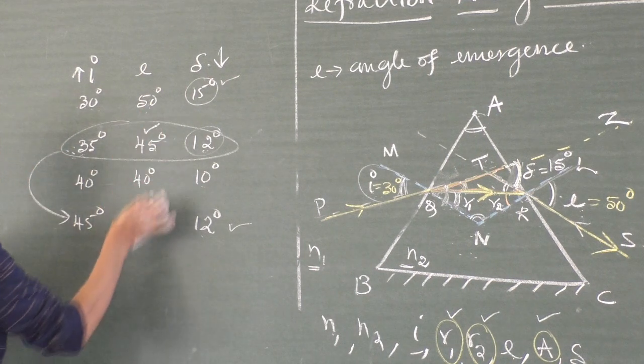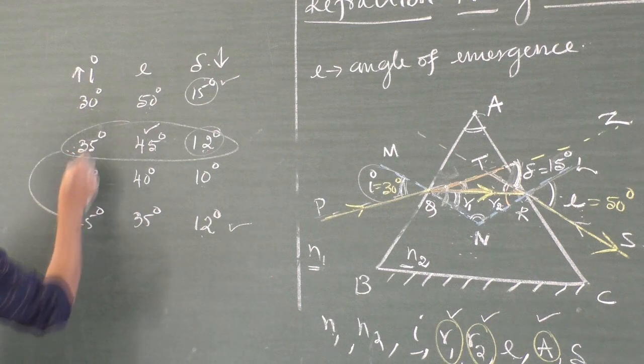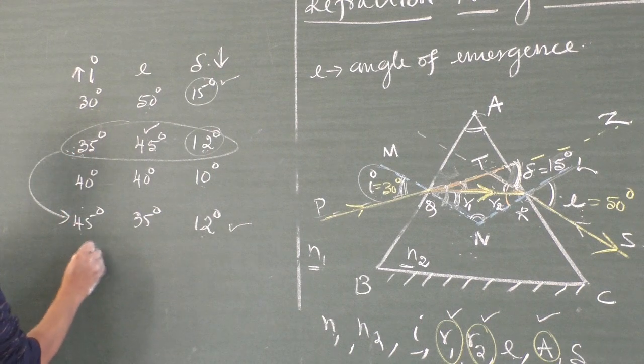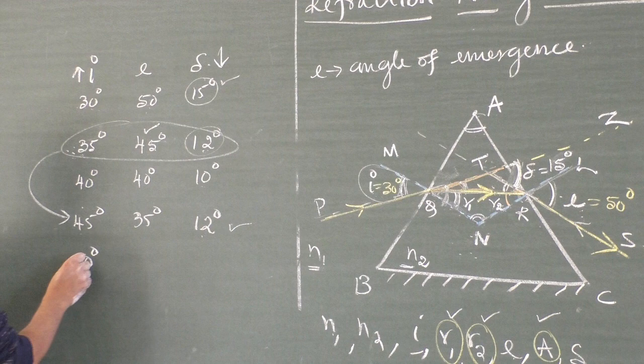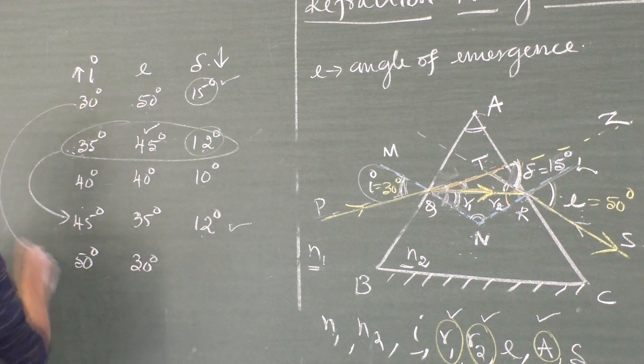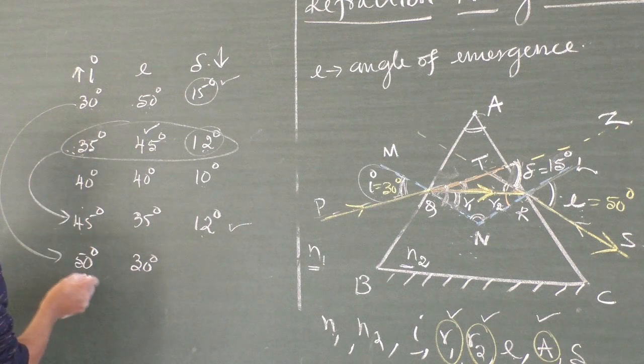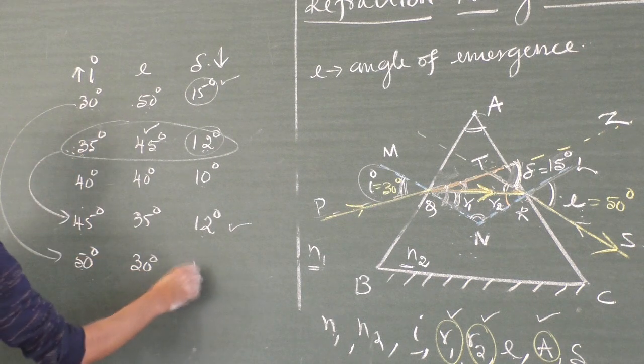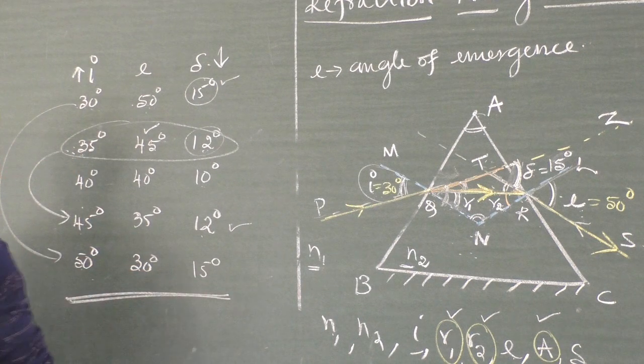Now I think you can carry on this table. I will increase the angle of incidence further, say 50 degree. Then this comes out at, I think you are searching in the table, right? You are inverting this value. When the angle of incidence is from this side 50, this is 30, this is 15. Did you get the idea?